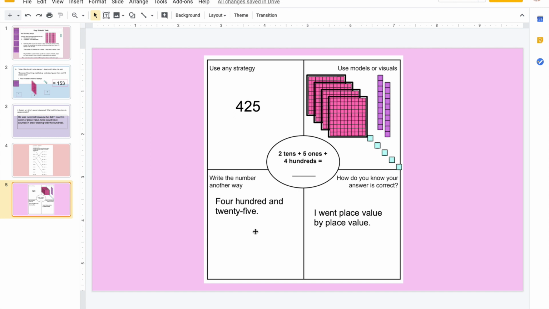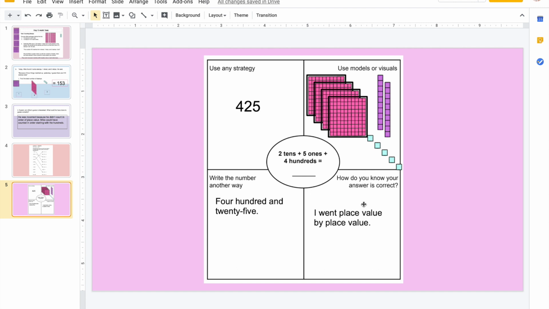Okay, and now moving on to write the number another way. Remember, there are multiple ways to show a number. You have standard form, expanded form, and word form. So since we've already represented standard form using this strategy, and the problem actually is showing you expanded form, another way of showing this would be word form, where you're just physically writing out the words that represent the number. So four hundred twenty-five.